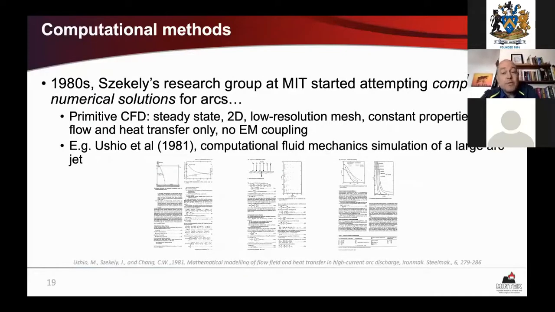So once digital computers got good enough, it also started to become interesting to solve the fundamental governing equations of the plasma arc directly. These are the Navier-Stokes equations for fluid flow, the energy conservation for temperature, and Maxwell's equations for the magnetic and electrical fields. So Julian Szekely was really the pioneer of this approach. And he and his students and colleagues really developed the methods for computational solutions of furnace-scale plasma arcs in the early 1980s. These were obviously very simple and crude models by modern standards, but they gave the first taste of what could be possible using numerical methods.